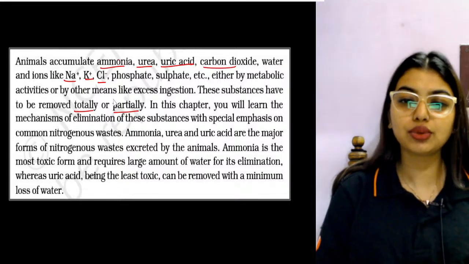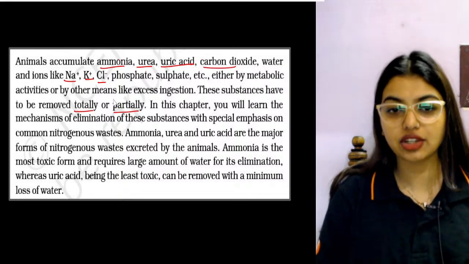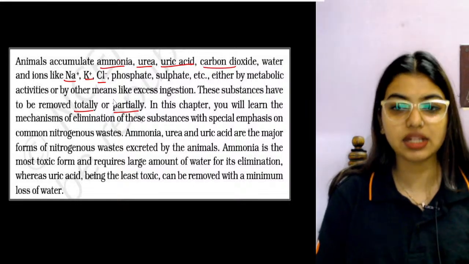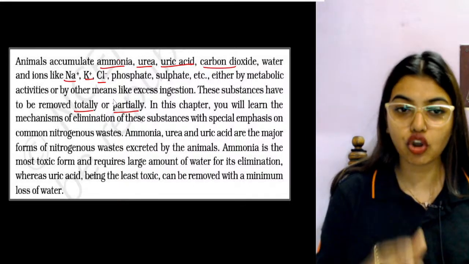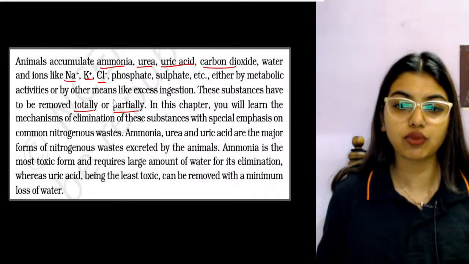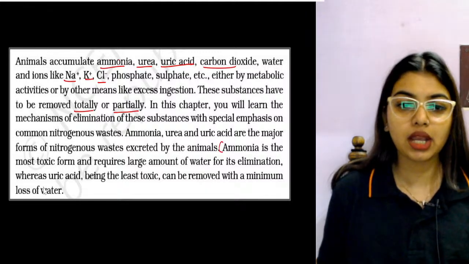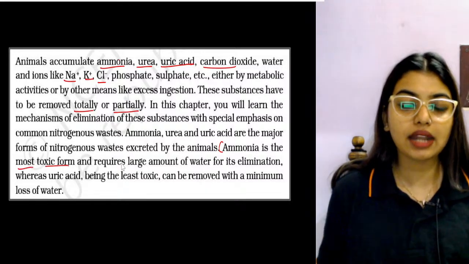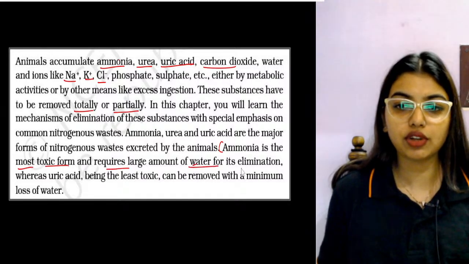Ammonia, urea, and uric acid are major forms of nitrogenous waste excreted by animals. Ammonia is the most toxic form and requires a large amount of water for its elimination.